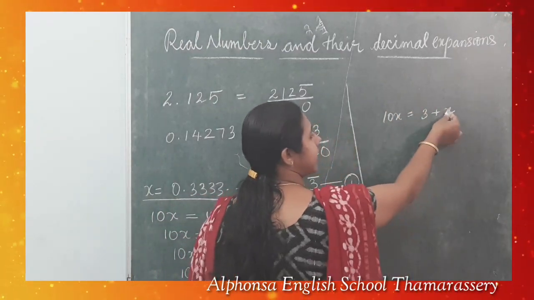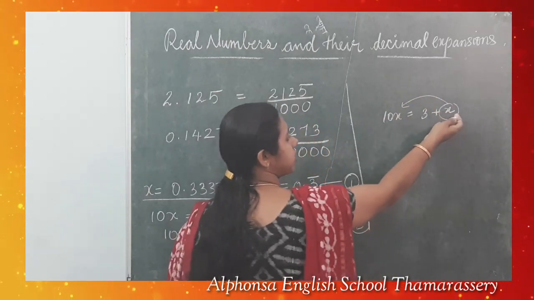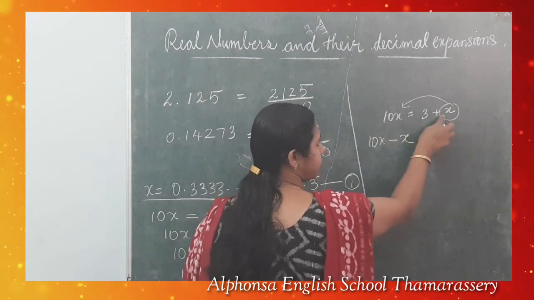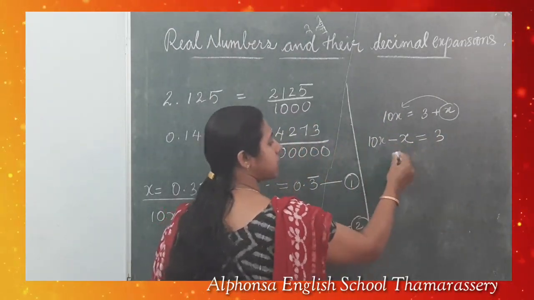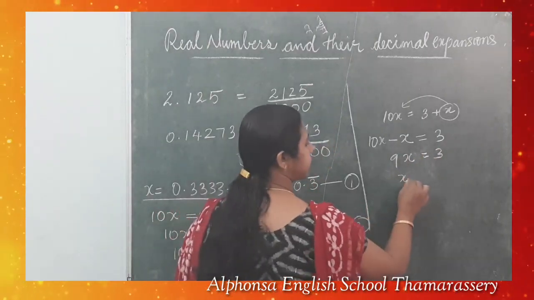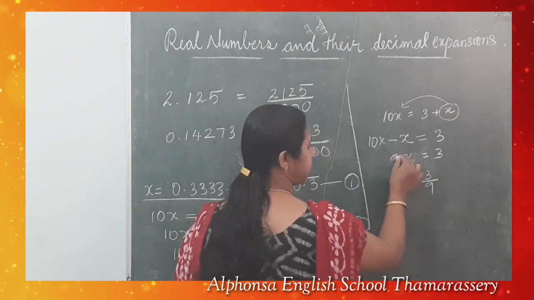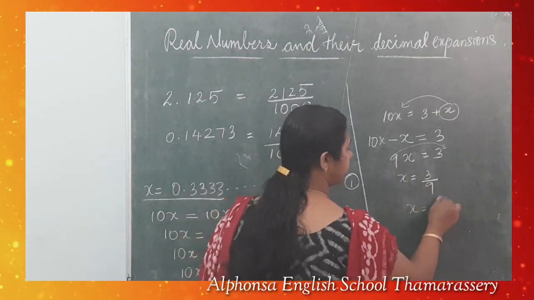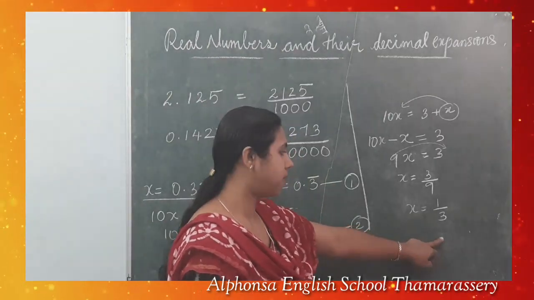Now you can solve it. Transpose this x to the other side, then it will be 10x minus x, since positive x becomes negative x, that is equal to 3. 10x minus x is equal to 9x, which is equal to 3. So x is equal to 3 by 9. The 9 is a multiplication going to the other side, so it becomes a division. So x is equal to 1 by 3. We got x is equal to 1 by 3.